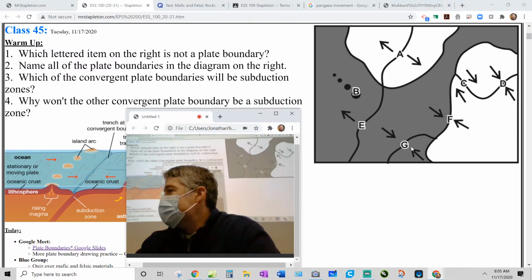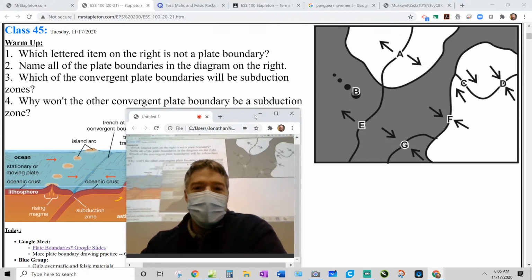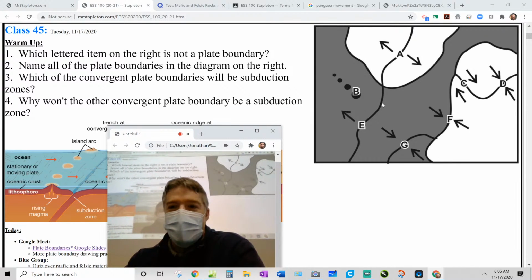And then the last one's G. Quinn, what would you call G? Is it ocean, ocean, convergent? Convergent, yes. All right. So we got that all taken care of.